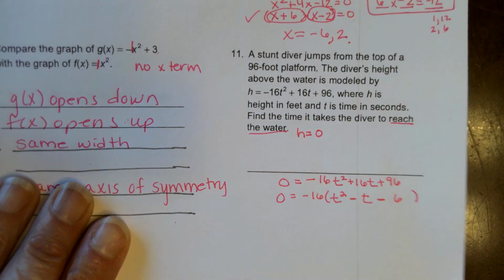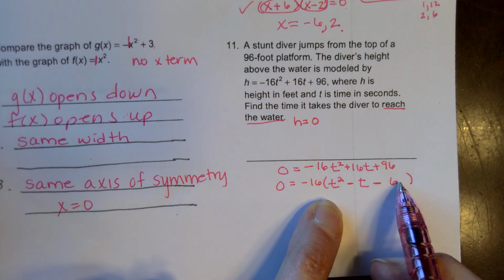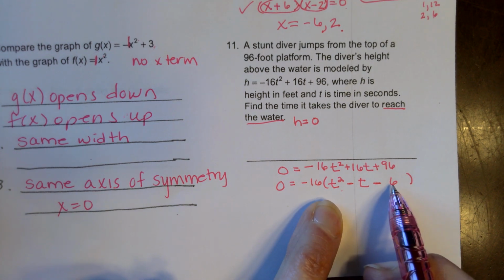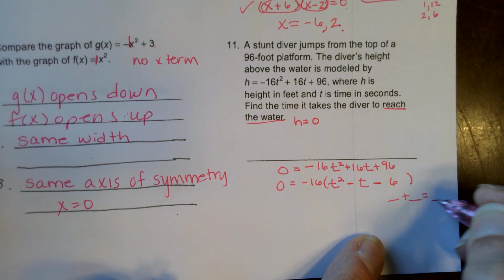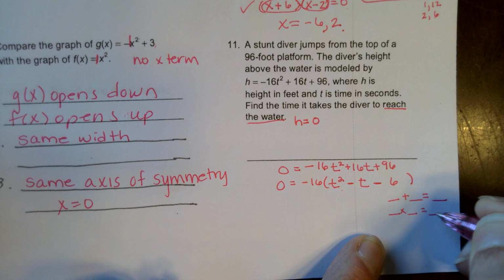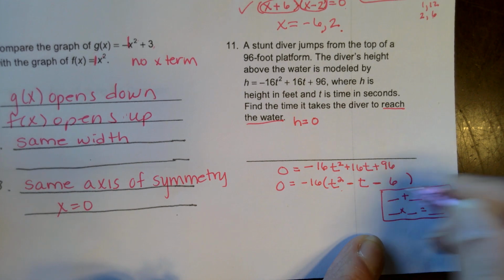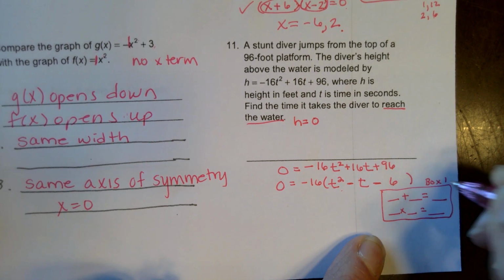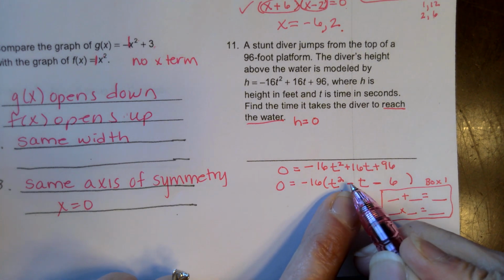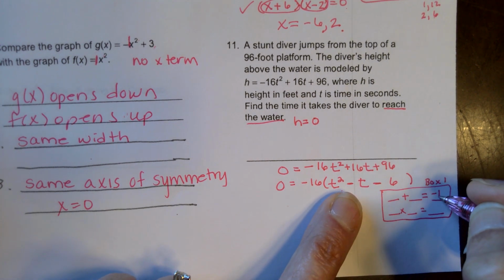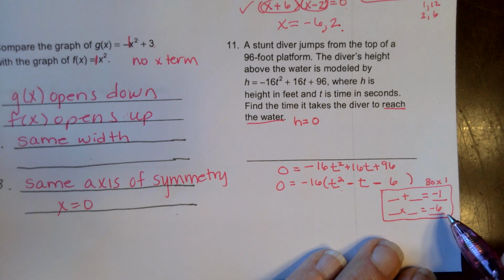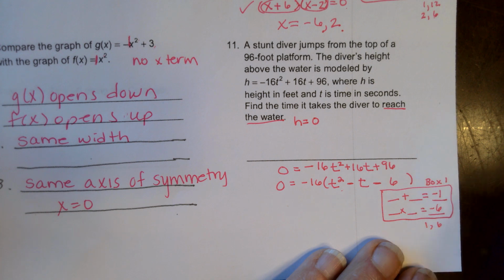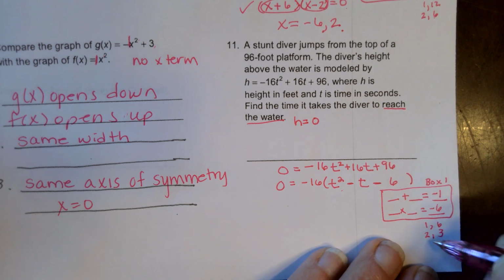Now when you do that, it's a much more manageable thing to look inside here. What do you want to try? That's right, it's a box 1 situation. So this one goes on top, that's a negative 1. This goes on the bottom, negative 6. And so we have to think of things. So let's start with 1 and 6. Nope, add or subtract, I don't get 1. How about 2 and 3?